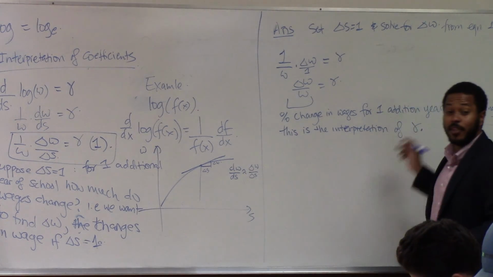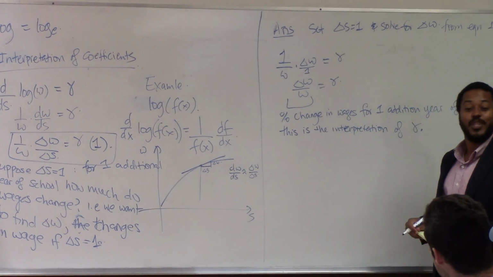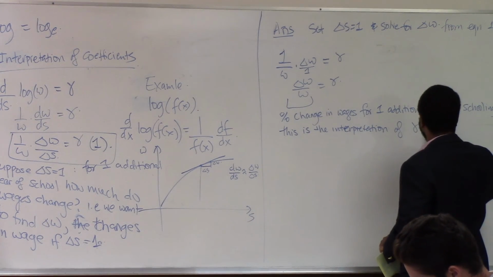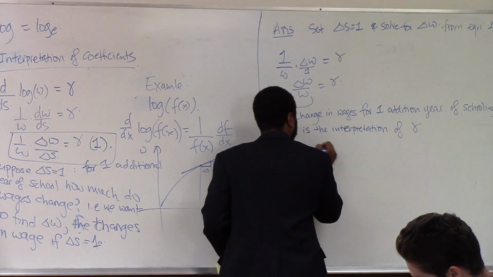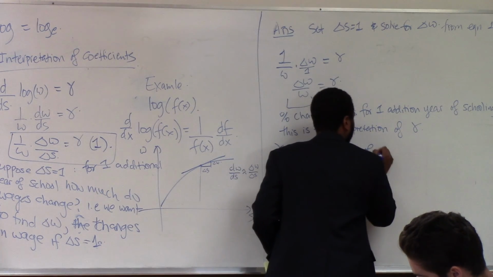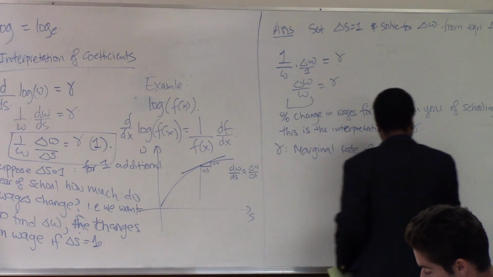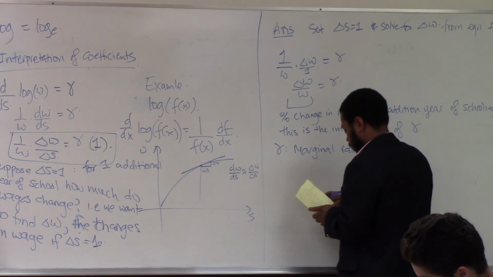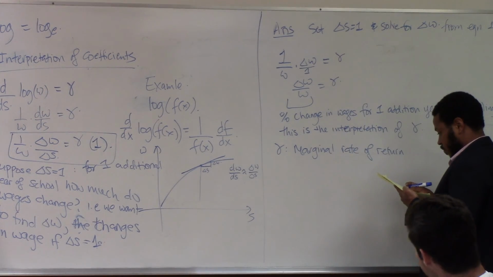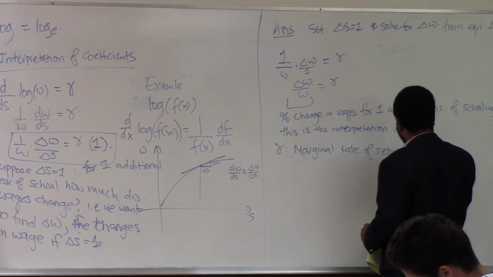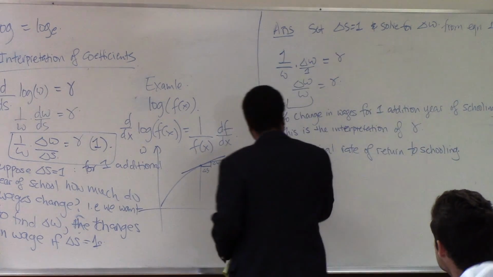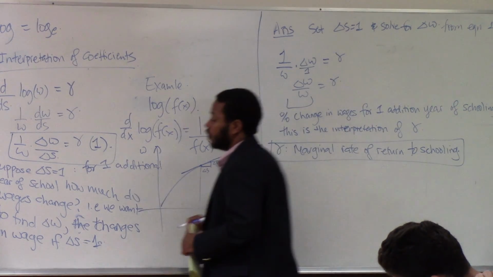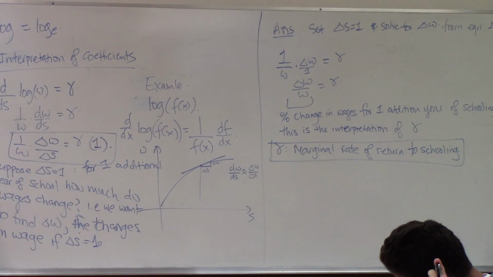This is certainly something that can come up in the term. Like this, if I ask you, what is the interpretation of gamma, right? Also, we can see that gamma is the marginal rate of return. It's the marginal rate of return to school. Any questions on that? Okay.